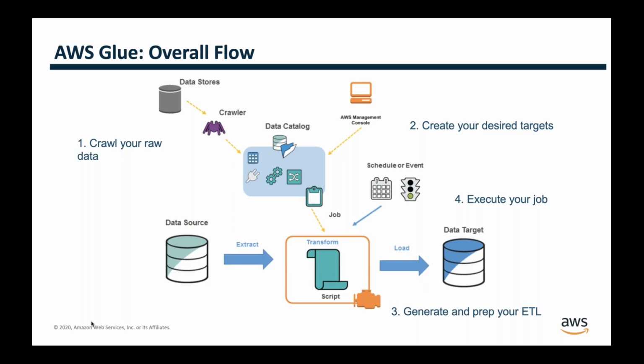Next, we create the desired targets. Where do we want this data to go or to live? That'll be something like Redshift or S3. Next is more on the ETL side. So we generate and prepare any ETL. Usually there's a lot of customization that happens here. Additional data processing and number crunching.